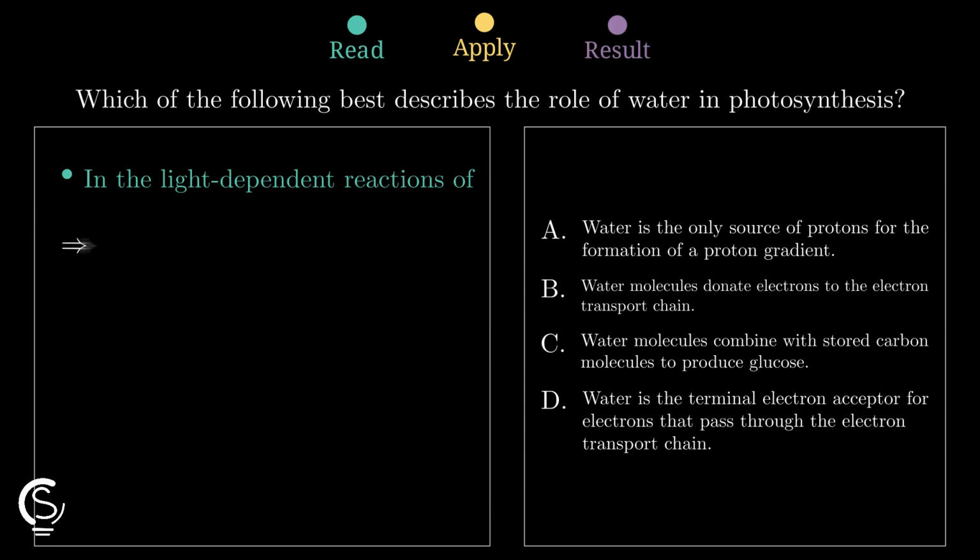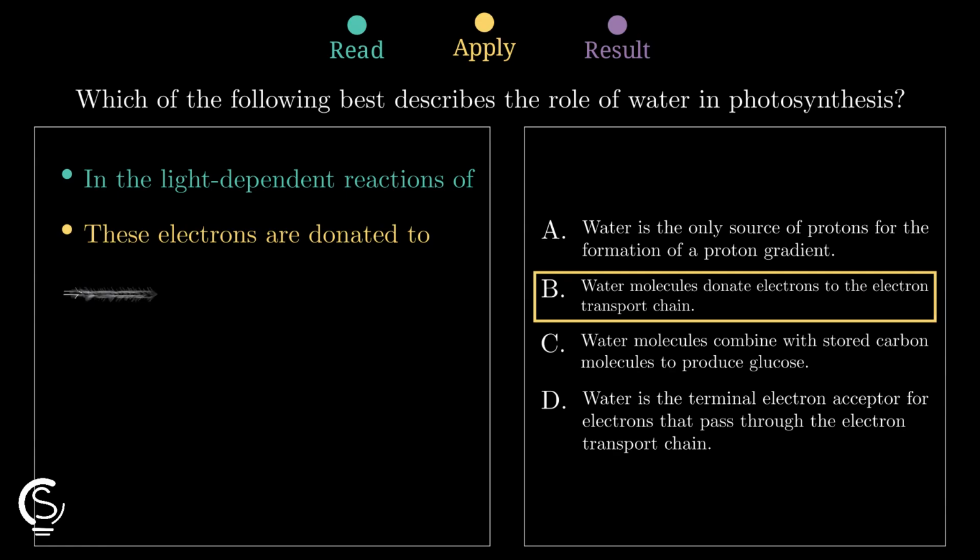While water also provides protons, it is not the only source for the gradient. Therefore, water acting as an electron donor makes option B the only scientifically accurate choice.